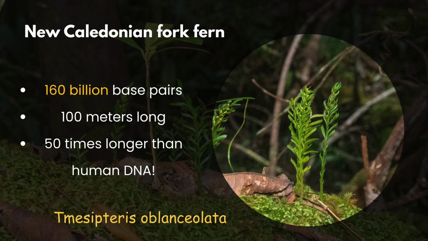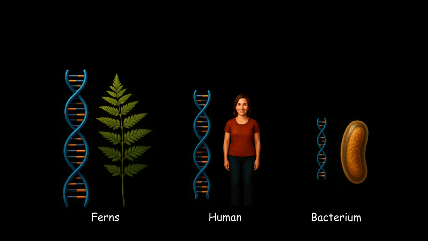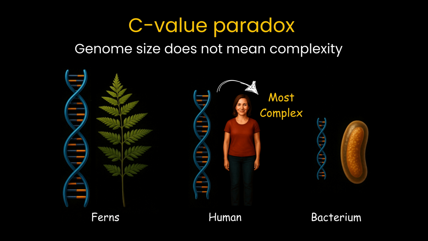So, what does this show? More DNA doesn't always mean a more complex creature. Some ferns have huge amounts of DNA, while others, like bacteria, manage with very little. Scientists call this the C-value paradox, the strange fact that the genome size doesn't always match up with how advanced or complex an organism is.